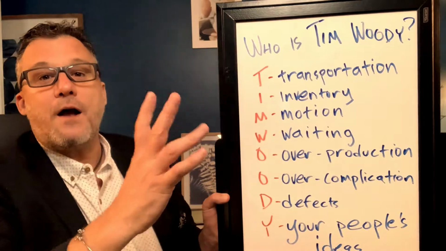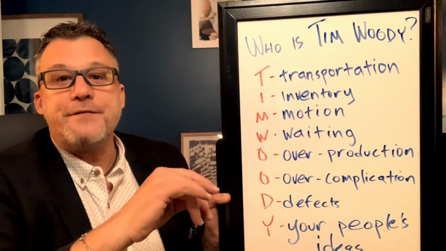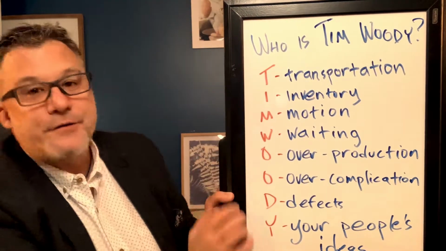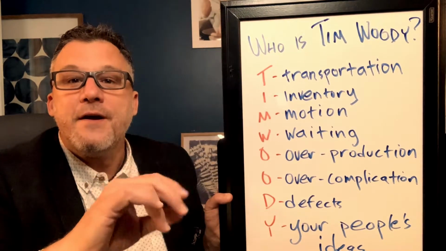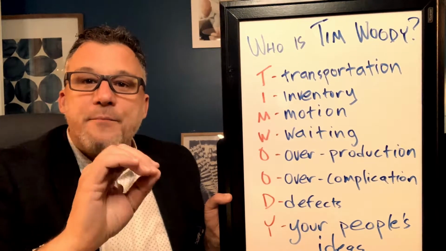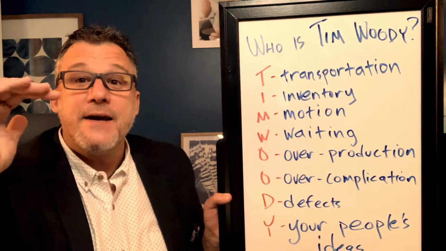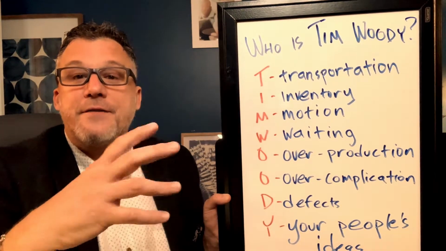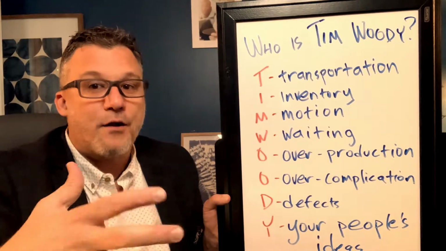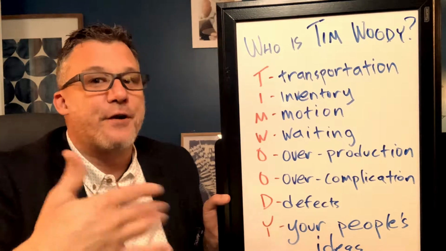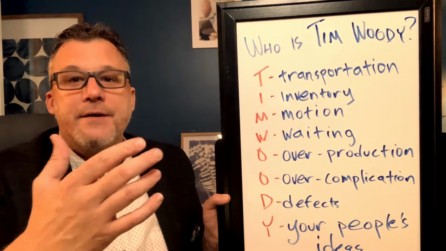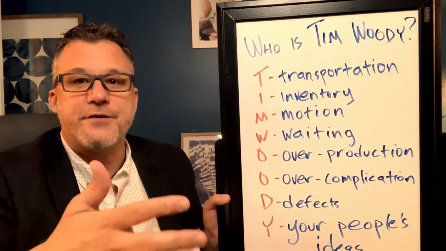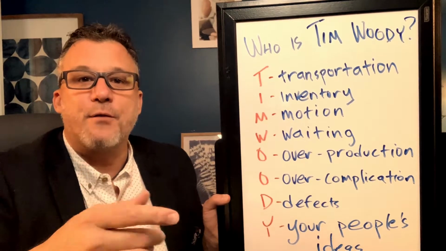So let's run through these just briefly. The first one is T, transportation. That's the movement of items or information. So it could be a box on the shelf. It could be a piece of paper on your desk. It can also be electronic information going back and forth in emails. So the transportation, excess transportation can be a form of waste.